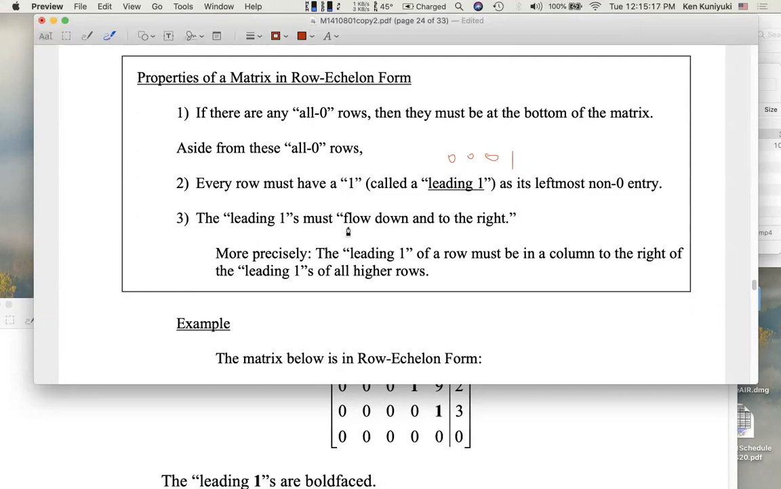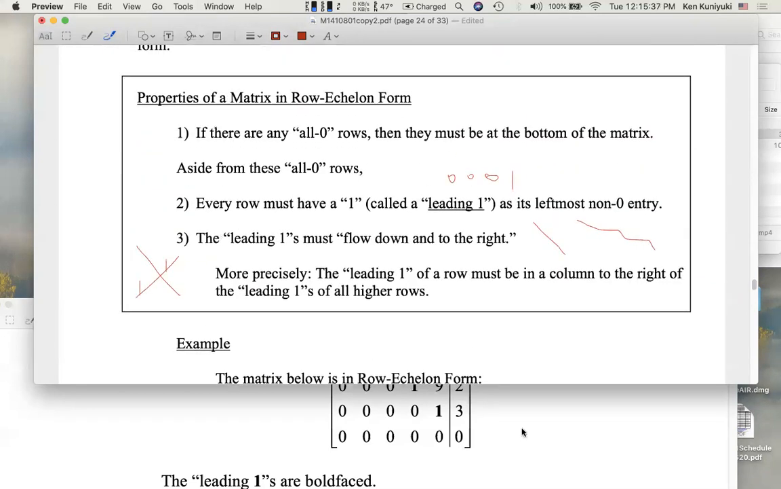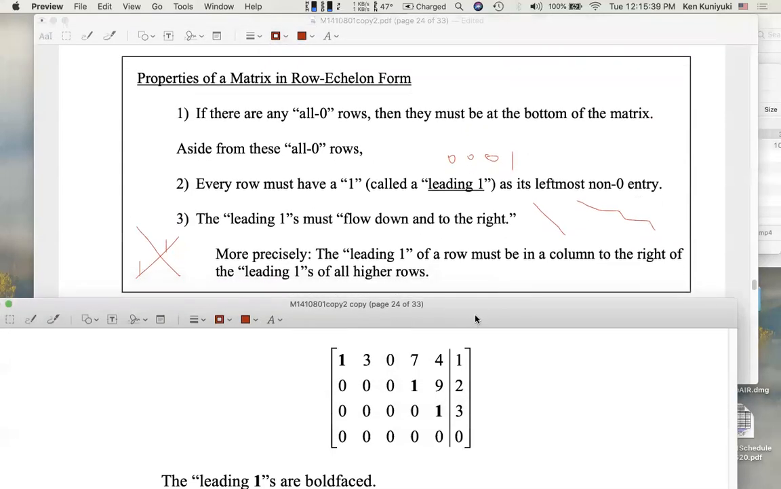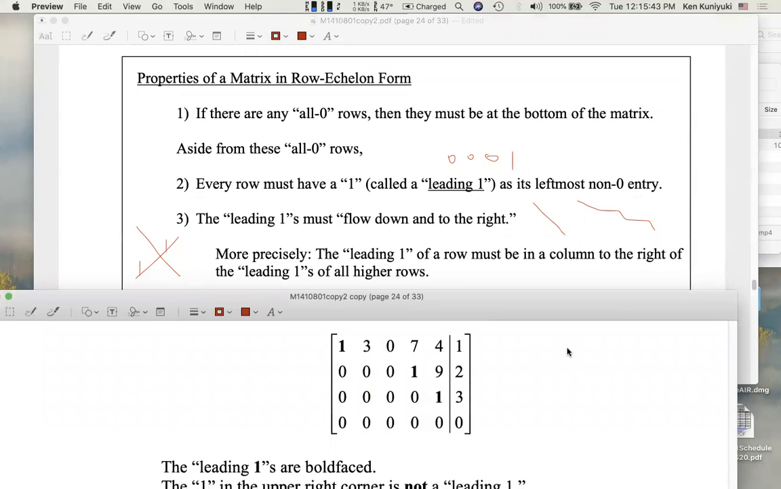And these leading ones must flow down and to the right. They could be on a straight diagonal. They don't have to be, but they generally have to go down and to the right. You could not have a leading one here and then a leading one over there. Okay? You can't have that. So take a look at this. Is this matrix in row echelon form?